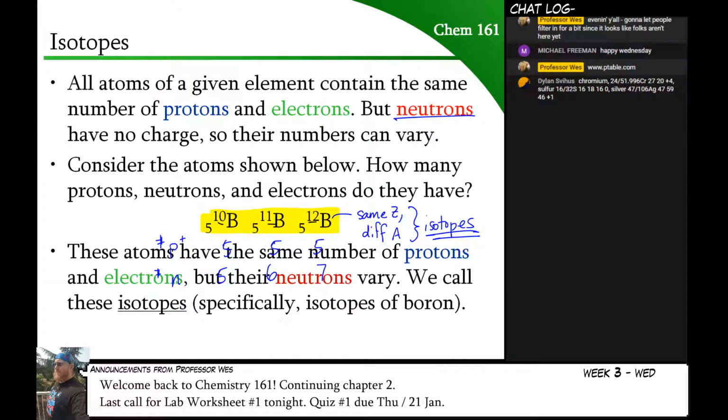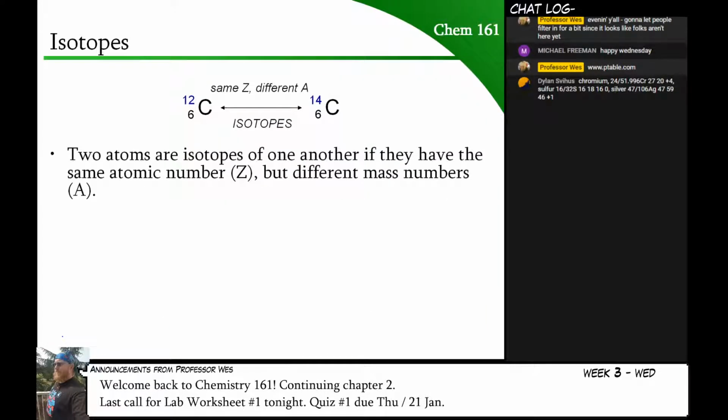All right, let me clear the text here. All right.